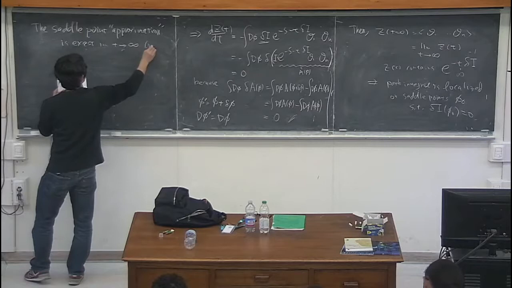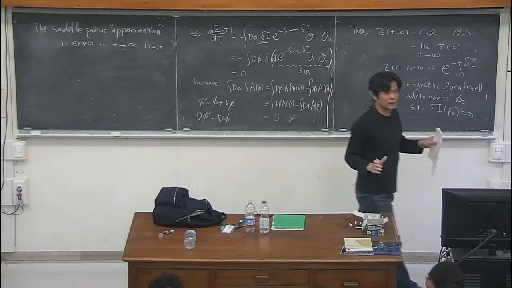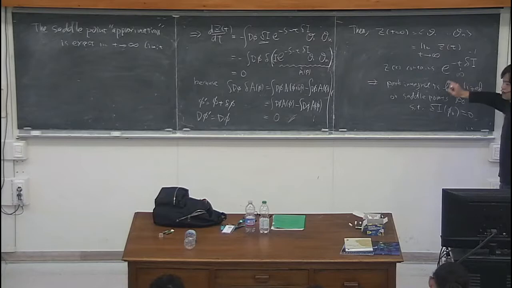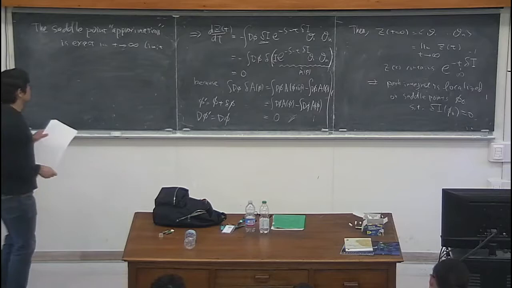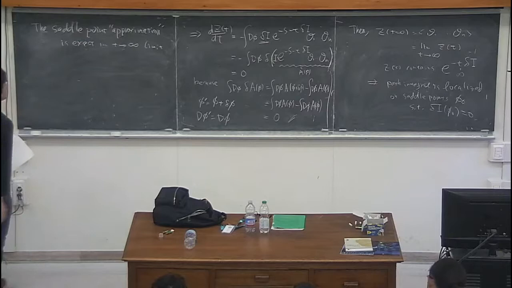So this is like a semi-classical limit or WKB approximation. If we consider this T as 1 over h bar or something like that, then T goes to infinity limit, h bar goes to zero limit. But here it's not an approximation. It's exact because we can take the T goes to infinity limit. So we can compute without approximation the theory in this limit by the saddle point approximation.